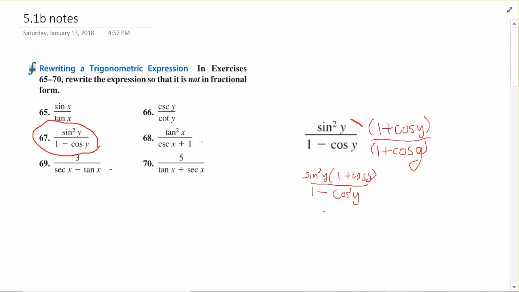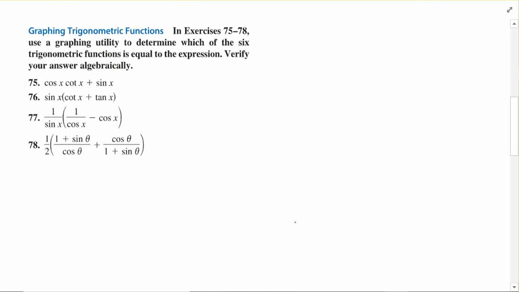But 1 minus cosine squared is sine squared. So now I get sine squared y over sine squared. And keeping in mind that on the top, I still got that 1 plus cosine up there. But now, since the sine squareds will cancel, I'm left with 1 plus cosine y, which is a lot easier to look at than the initial problem. All right, that's easy enough.